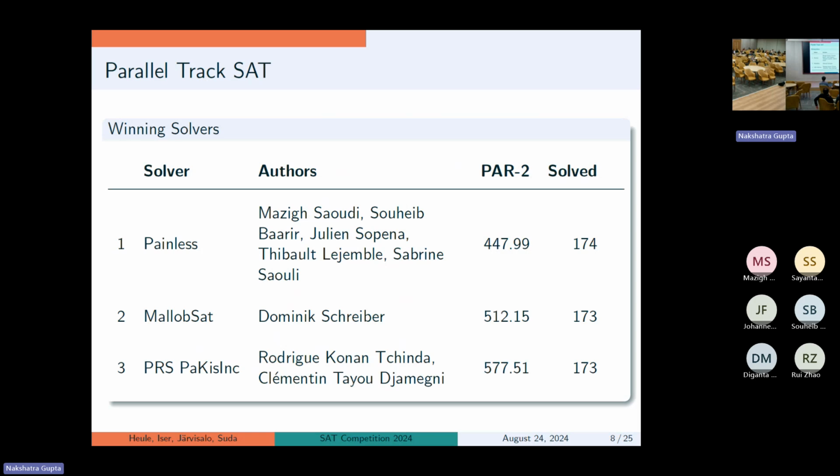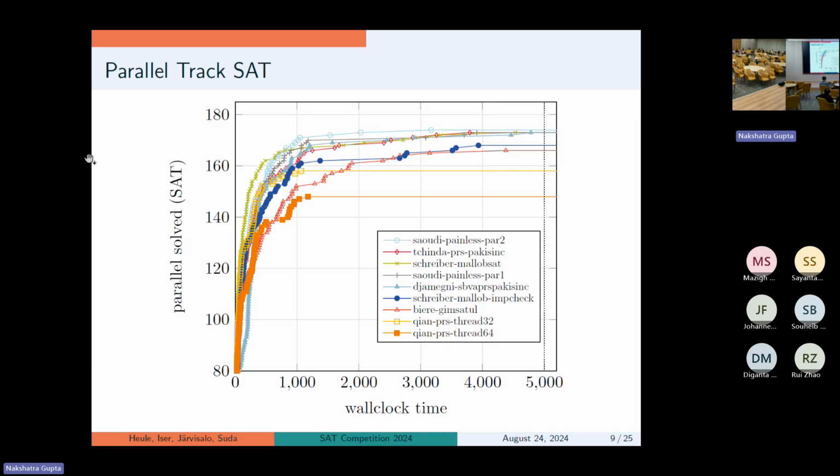Okay, so next, let's go to the parallel track. We start with the performance on the satisfiable instance set. Here we have Painless on the 1st place, Malopsat on the 2nd place, and PRS Parkis Inc. on the 3rd place. Let's have some applause for the winners of this track. And here the scores and the number of solved instances align. You can also see that in the plot. It's a tight race in the end.